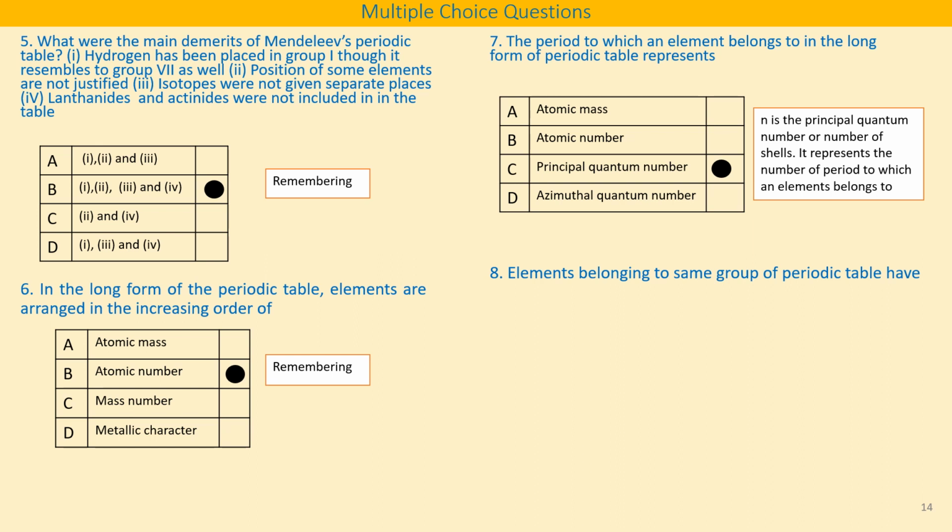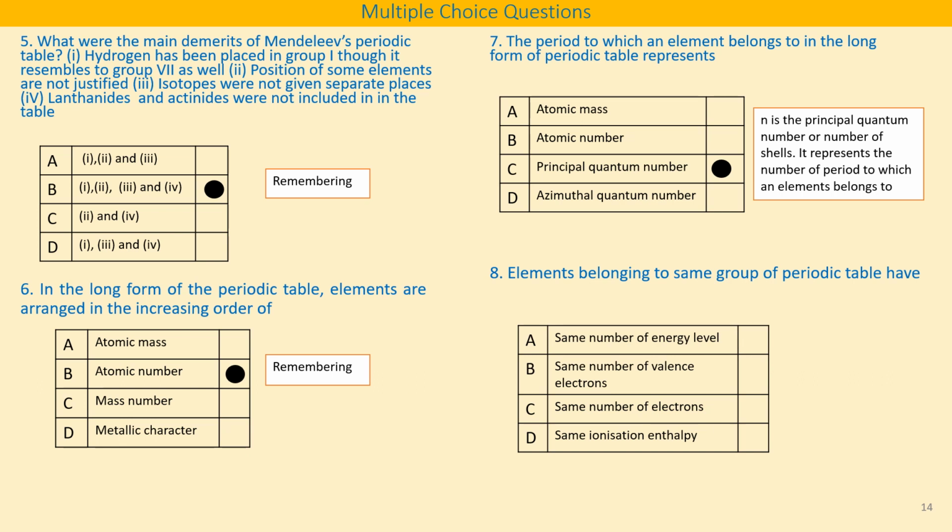Next question. Elements belonging to same group of table have: option A same number of energy level, option B same number of valence electrons, option C same number of electrons, and option D same ionization enthalpy. Please pause the video, read the question once again and mark your answer. I will give the correct answer, that is the same number of valence electrons.